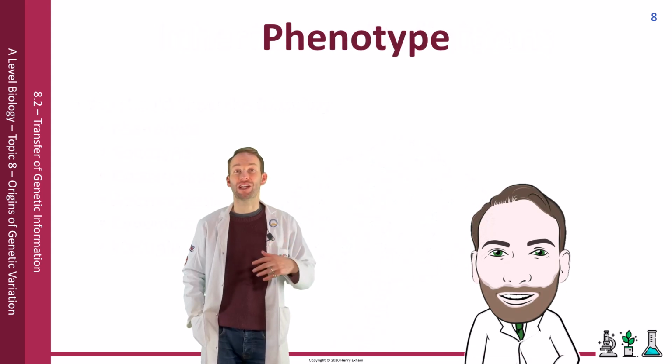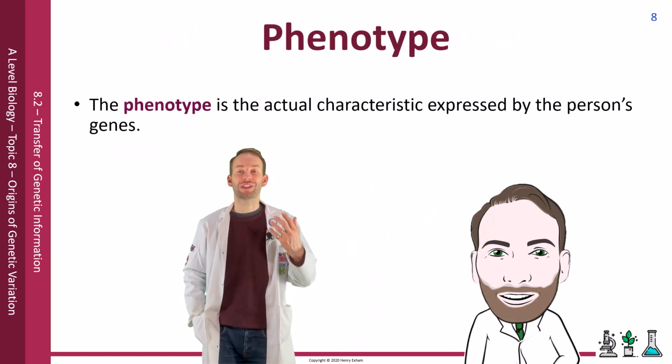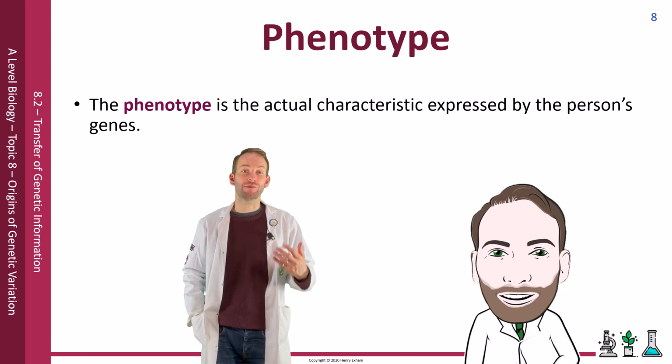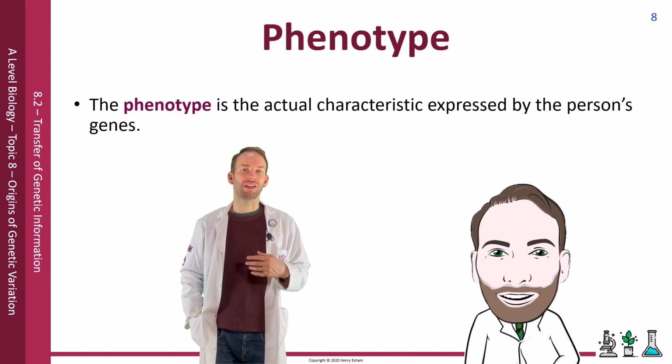First of all, let's start with phenotype. Now, your phenotype is the actual characteristic expressed by the person's gene. So in the example I was just talking about there, hair color, my phenotype for hair color is brown. My phenotype for eye color is sort of greenish, okay? And my phenotype for nose is big.